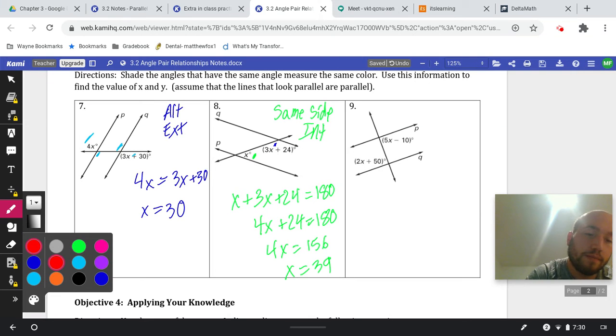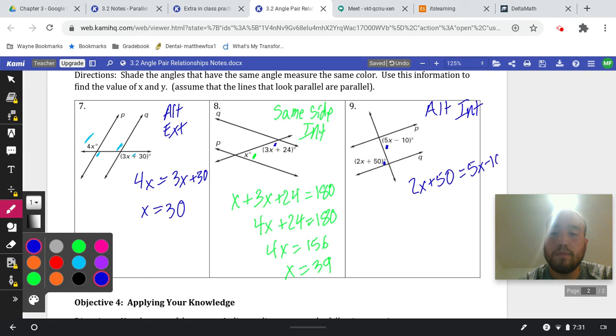Then our final one, over here we know these two angles are alternate interior, which if that is the case, then that means they are equal. Add the 10, subtract the 2x, and we will get x equals 20.